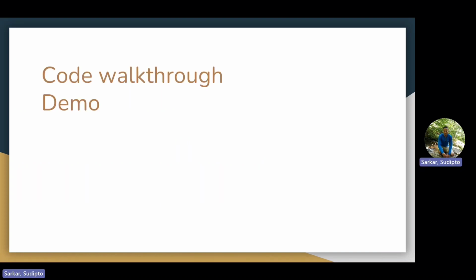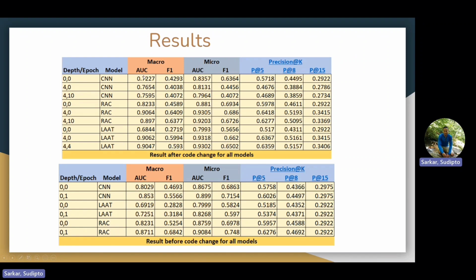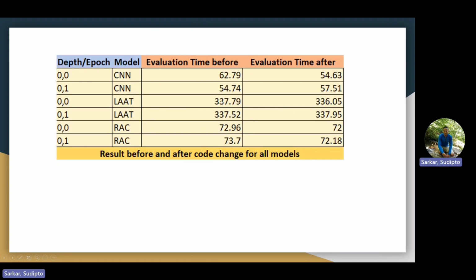We'll also show you the results quickly. You can see the changes to the AUC and F1 scores between the before and after run, thereby justifying the need for the HiCu hierarchy. And then we also see the difference in the evaluation times, therefore showing the improvement due to the optimizer.